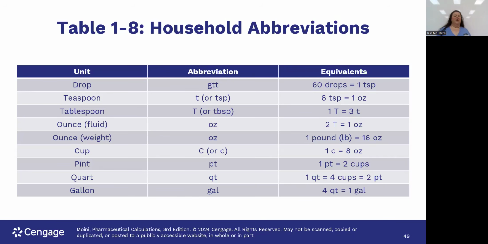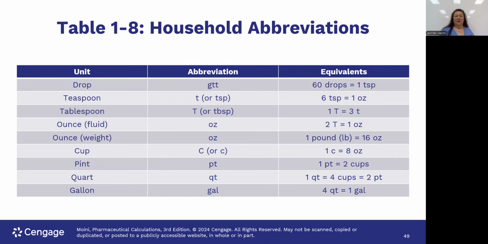A cup is abbreviated with a capital or lowercase c, although it is one of the things that we don't abbreviate. So cup is a lot of times spelled out in pharmacy. And 1 cup is equivalent to 8 ounces. Next, we have a pint that is abbreviated PT. 1 pint equals 2 cups. We have a quart, abbreviated QT. 1 quart is equivalent to 4 cups or 2 pints. And lastly, we have a gallon, abbreviated GAL, and we have 4 quarts, equivalent to 1 gallon.